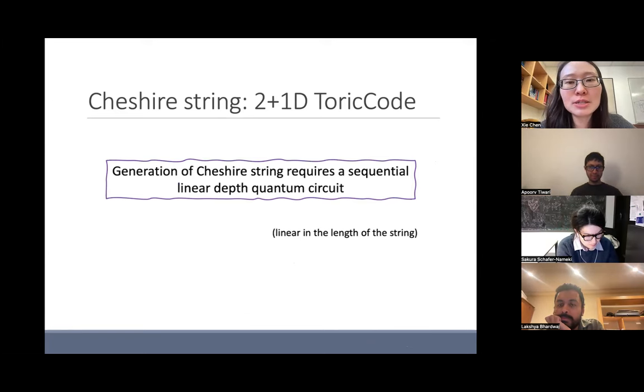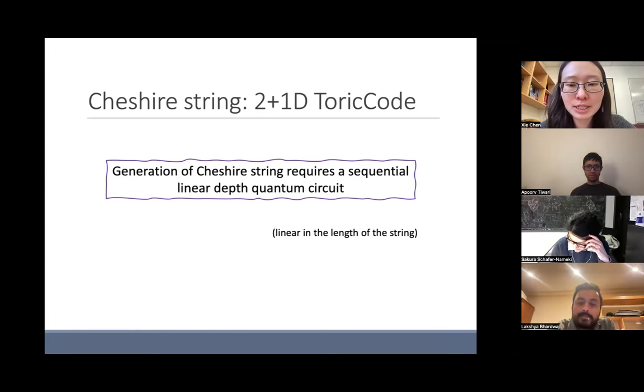Okay, so the lesson we learned is that the generation of the Cheshire string requires a sequential linear depth quantum circuit. And it's linear in the length of the string. So this is the take-home message that we get. And it cannot be lower than linear depth. This is also proven.